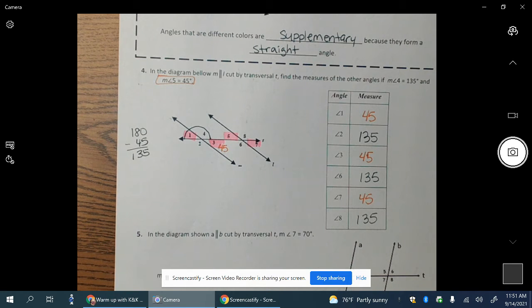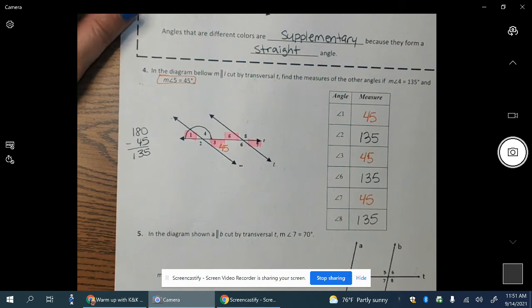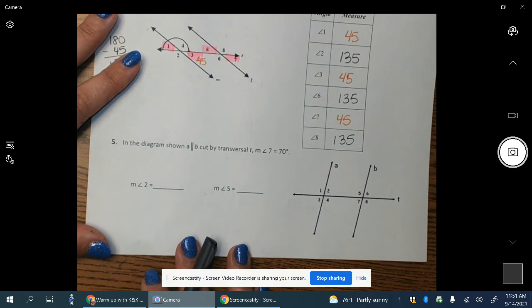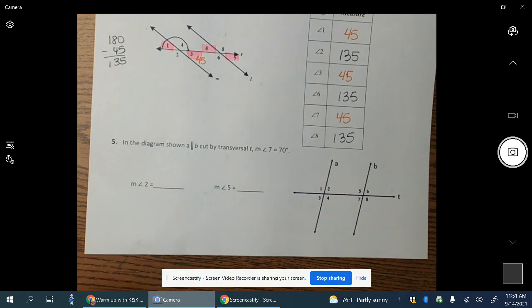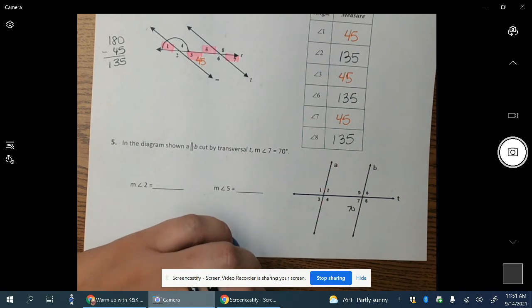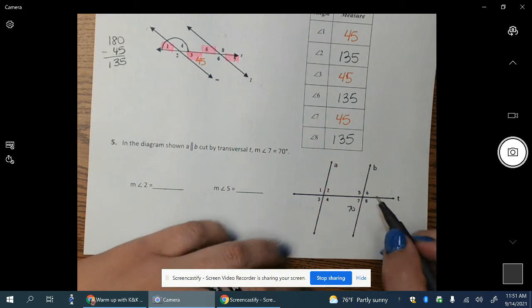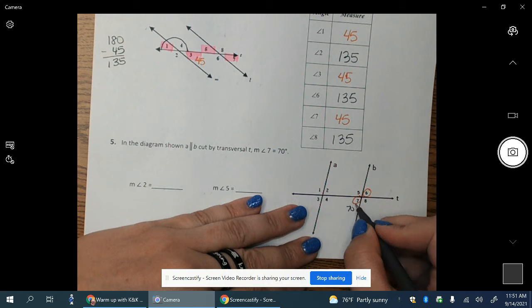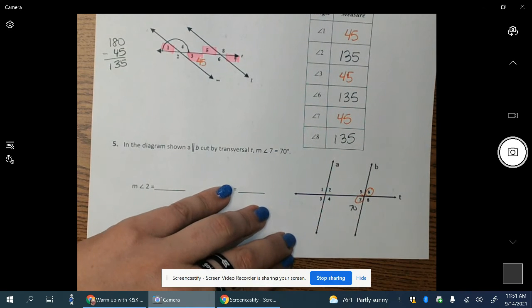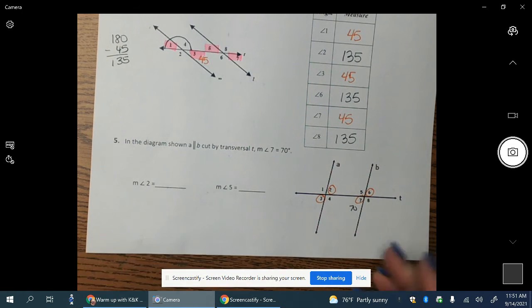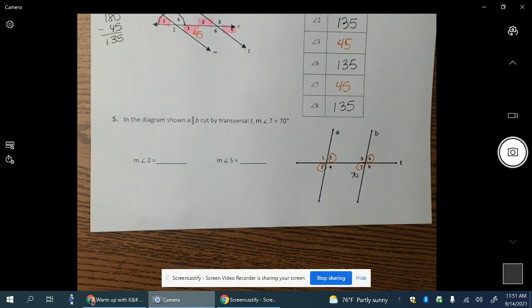Okay? All right, let's look at the next question. It tells us that it is parallel lines cut by a transversal. And it gives us 70. Okay, angle 7 is 70. What other angles are congruent to angle 7? Okay, I hear 6. So the diagonals are congruent, 6 and 7. Over here, what's congruent? 3 and 2. Does everybody understand why those 4 are the ones that are congruent? Isn't it going to be 1 and 4?